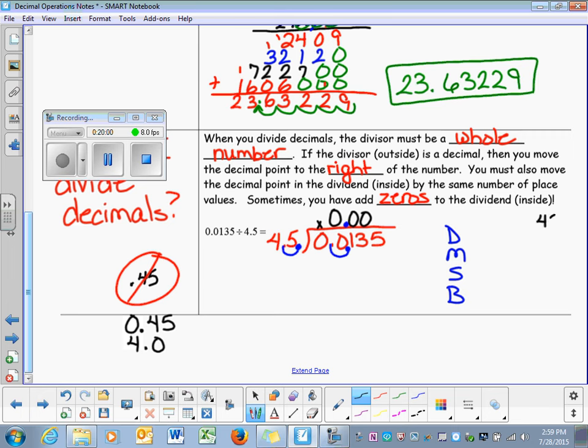Let's see, 45 plus 45 is 90. And if I add another 45, yeah, so 1, 2, 3. 3 times 45 is 135. 135 minus 135 is 0, and there's nothing left to bring down. So my final answer here is 0.003.